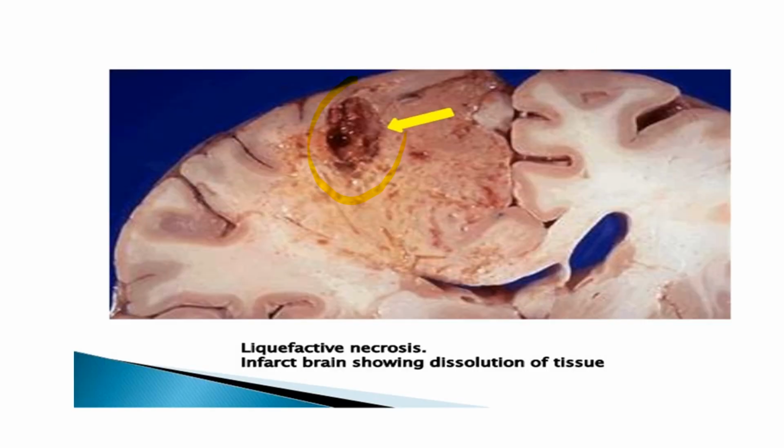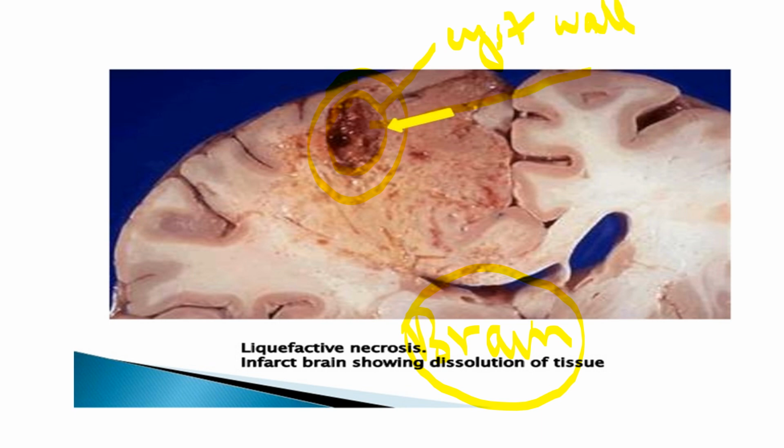Next, liquefactive necrosis. It occurs in brain. It occurs in many abscess formations in bacterial and fungal infections. And can you appreciate the development of the cyst wall, which occurs in the later stages and contains this liquid gelatinous material, because there is a transformation of the tissue into liquid gelatinous viscous material?